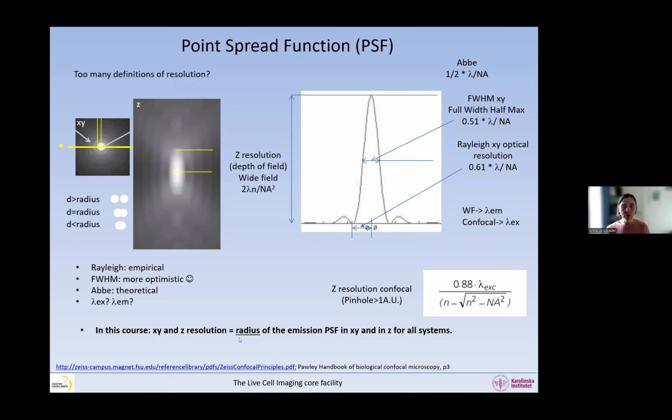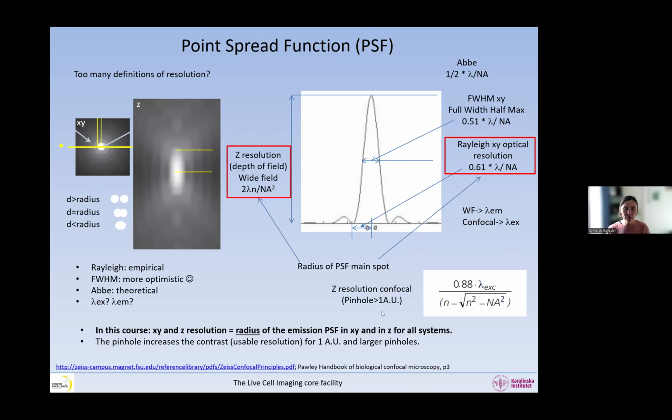So in this course, we will use the radius of the point spread function for x, y, and z for all systems. And we will use the emission wavelength. So this is going to be 0.61 emission lambda divided by numerical aperture for XY, and 2 emission lambda n, where n is the refractive index of the immersion medium, divided by NA squared, for Z. That is the way we're going to be doing it. And we will consider that if you close the pinhole, then you are getting better contrast, and therefore you can use the resolution that the objective is sending you.